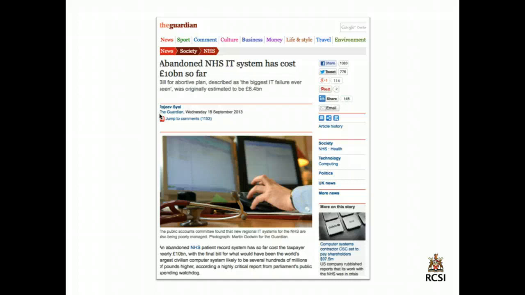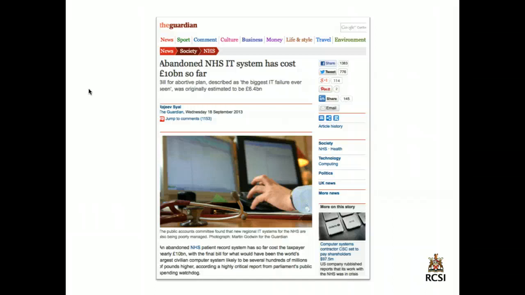The issue of cost here is a fantastic example taken from The Guardian late last year. There are two things in this title: abandoned and £10 billion sterling. It's a fantastic story. If you care to dig in, you may know something of it, but it is billed as the biggest IT failure ever seen globally. A huge project to link GPs and hospitals and have an electronic healthcare record, and it never happened, and the money was wasted.